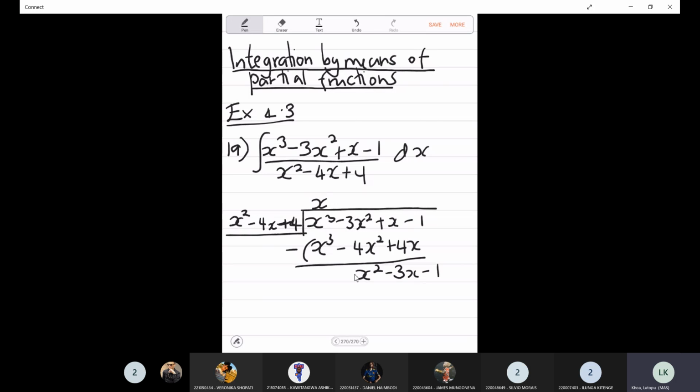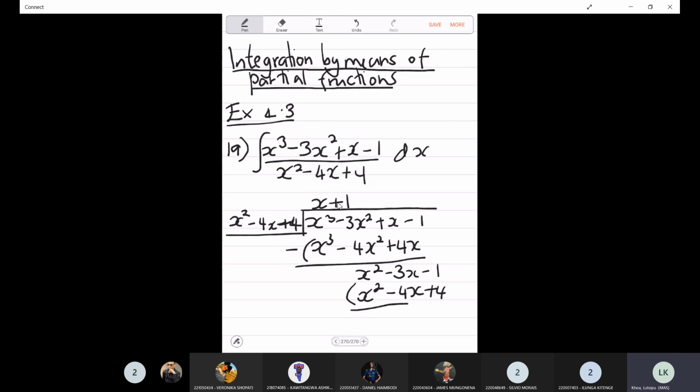Then the degree here is equal to the degree that we have there, so we must continue. So x squared divided by x squared, this is 1. And then we multiply x squared times 1, this is x squared. And then -4x times 1, that's -4x. And then 4 times 1 is 4.